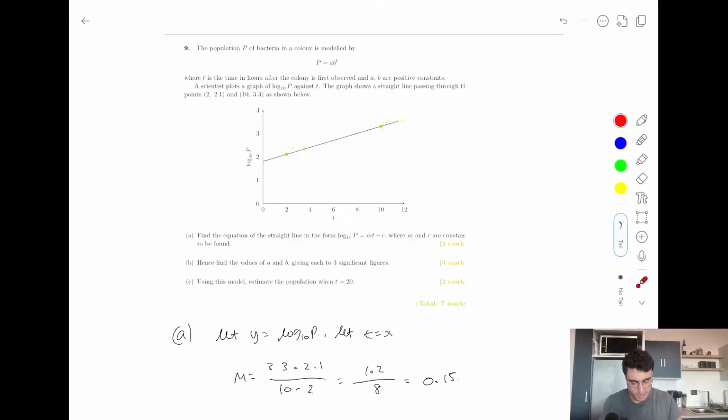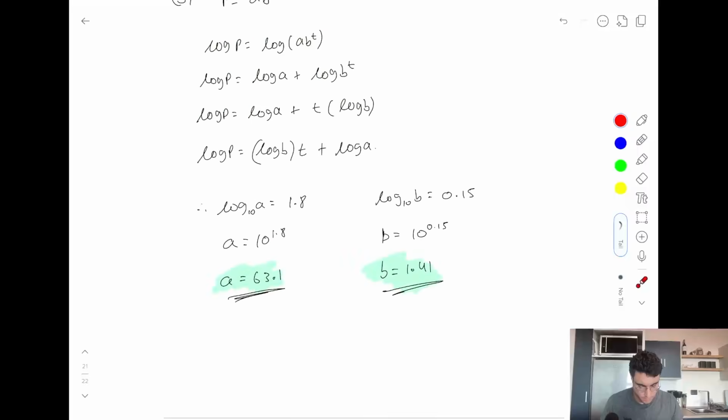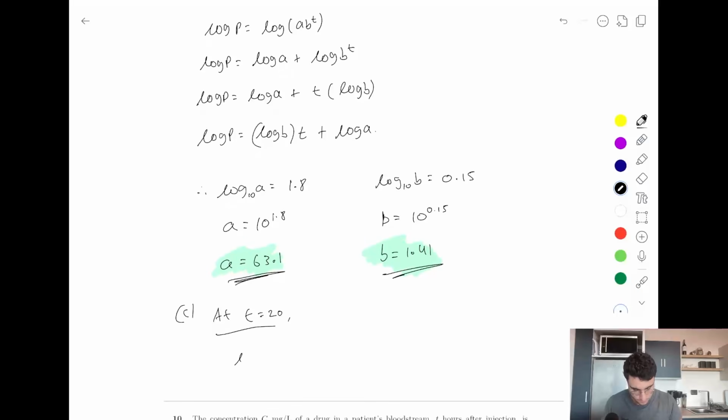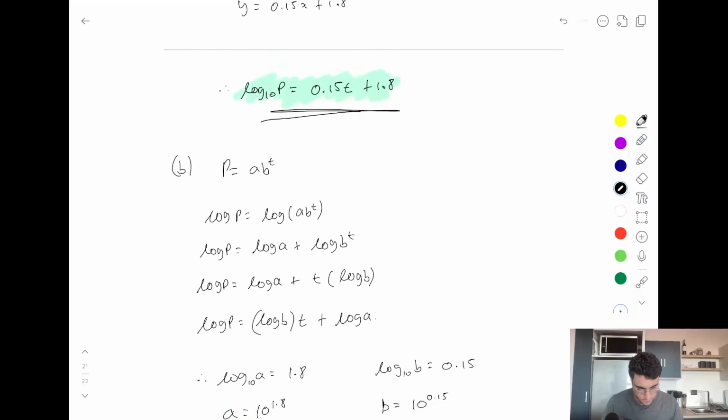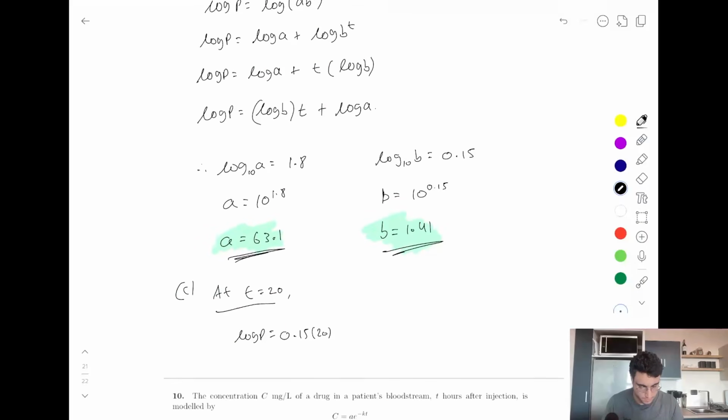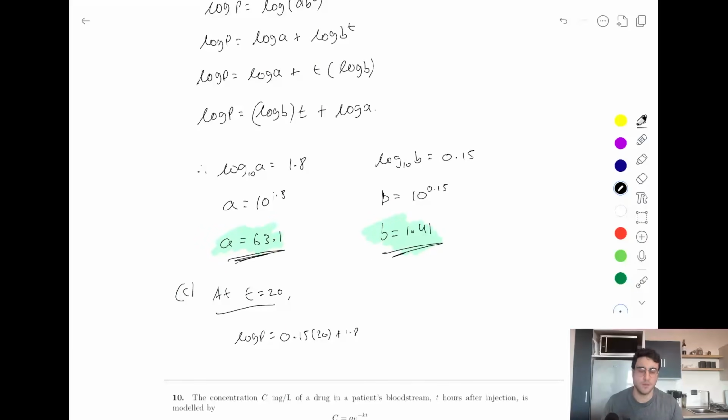Now for part C, guys, it says that using this model, estimate the population when t is equal to 20. Okay, so what does that mean? Let's put C here. At t is equal to 20, what happens? Well, log P is equal to 0.15 times 20 plus 1.8. Okay, so it means that log P is going to equal 4.8.